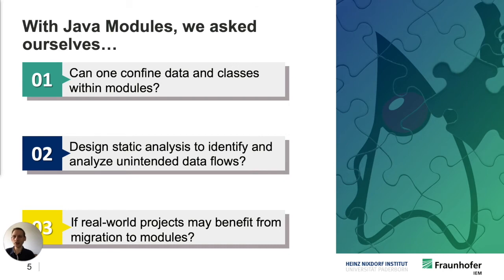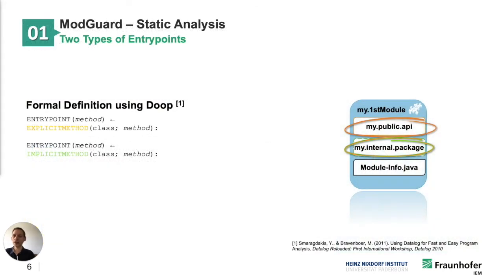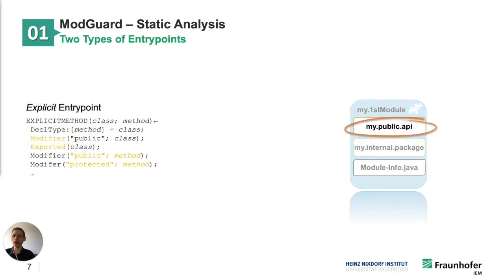To give an answer to this question and to the first question, we formally defined within ModGuard what constitutes an entry point of the module using the Datalog engine Doop, and we defined and identified two types of entry points: explicit and implicit methods. Explicit methods, on the one hand, are methods defined in exported classes in exported packages that are public, protected, or static.